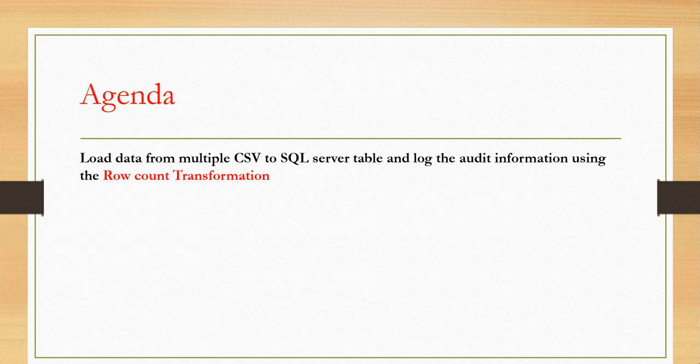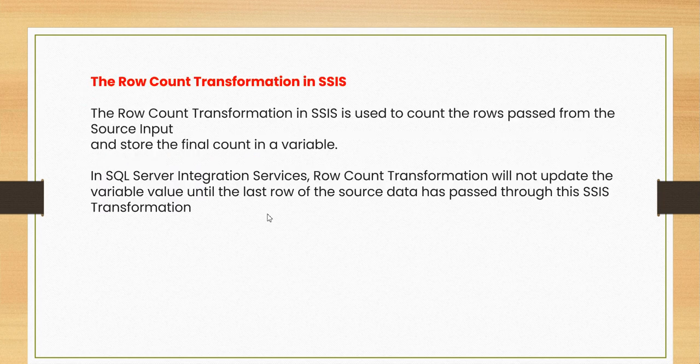So today's agenda: how you can load data from multiple CSV files to a SQL Server table and log the audit information by using the row count transformation. Row count transformation means what? It is useful to count the rows passed from the source and store the final value into a variable. In SQL Server Integration Services, row count transformation will not update the variable value until the last row of the source data has passed through this SSIS transformation.